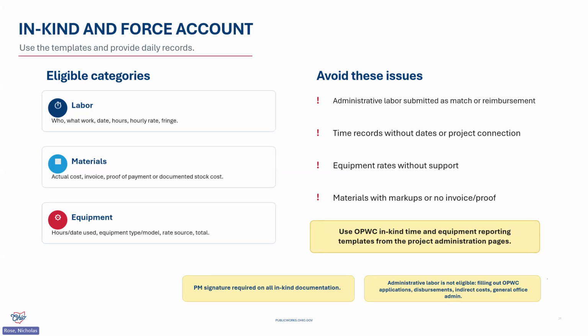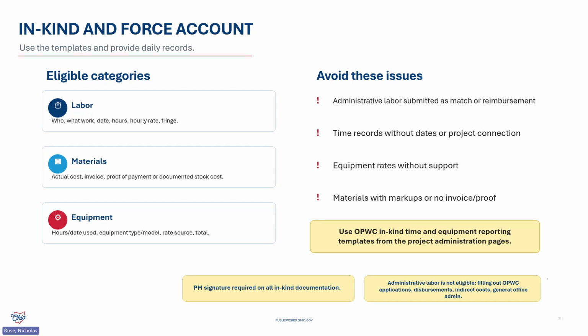Additionally, administrative labor is not eligible. When we say administrative labor, we mean things like preparing an OPWC application, filling out a disbursement request, or general clerical in-office administrative costs that aren't directly associated with OPWC project work. That's different from eligible project work, such as approved in-house engineering, inspection, construction activity, construction administration, and the like.